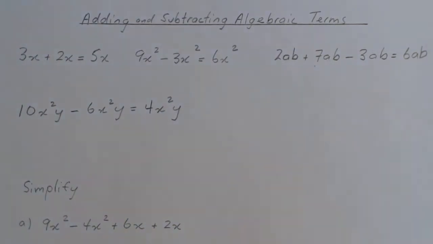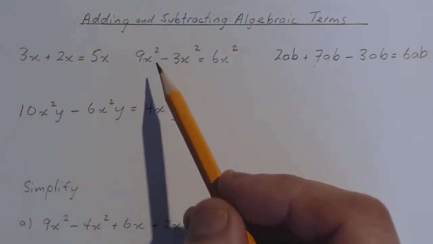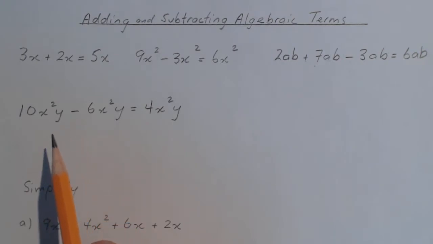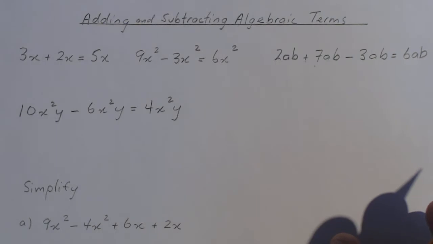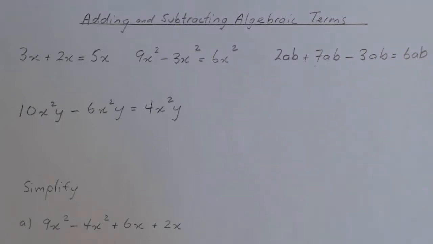Now you'll notice in each of these algebraic expressions there were a number of terms. Each was separated by a plus or minus sign. And what we did, we were able to collect these terms to form a single one. Now the only way we can do this is if the terms contain the same variable and same power.